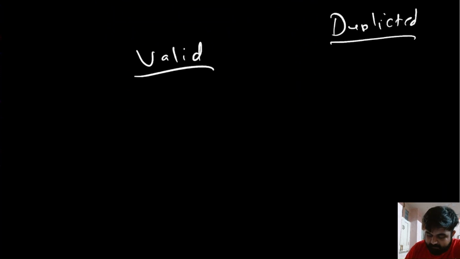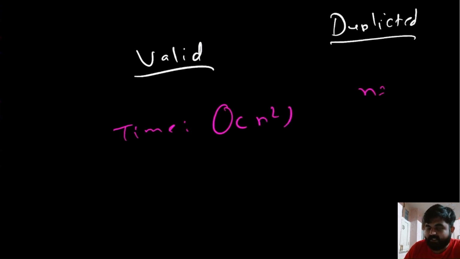Now if we see the time and space complexity for this one, the time complexity is obviously going to be big O of n square. And why n square? Because we are given n to be the same for both rows and columns, so that is why this is going to be big O of n square.